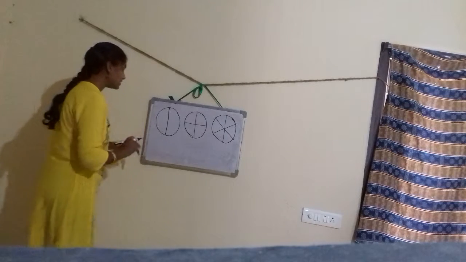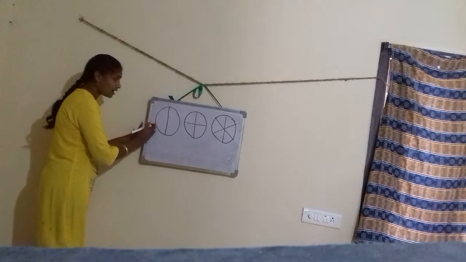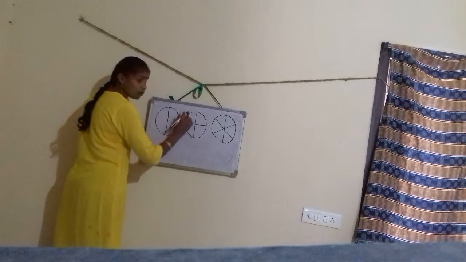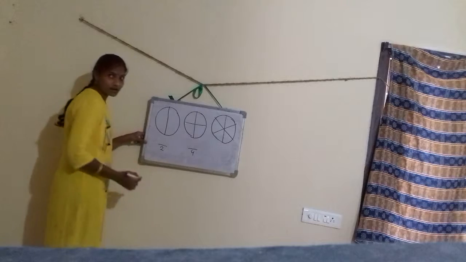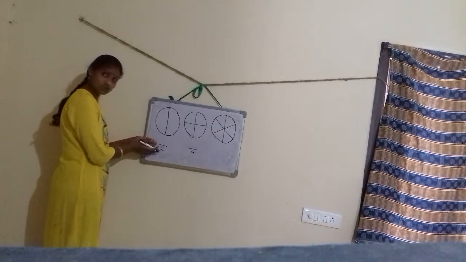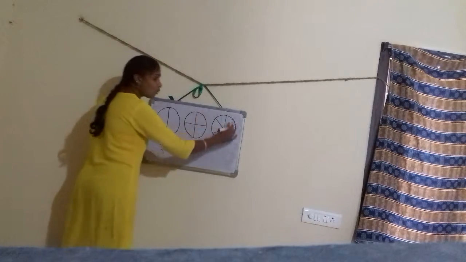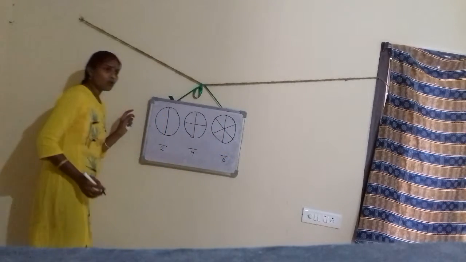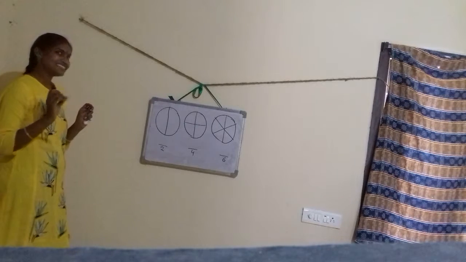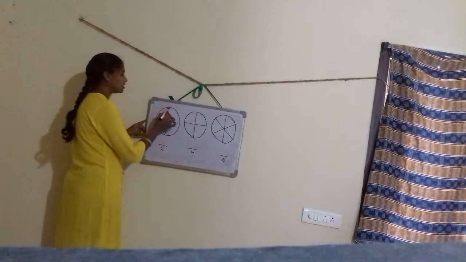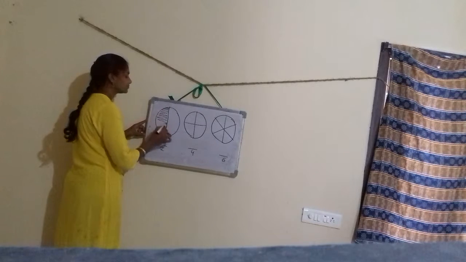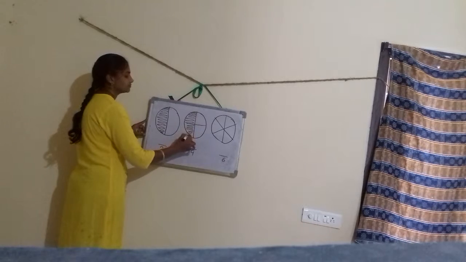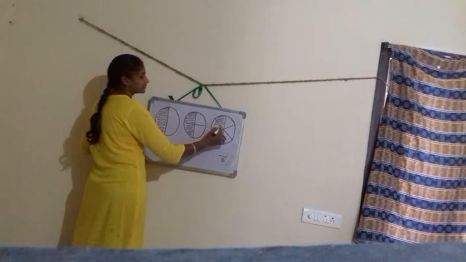See here, children, one whole I will divide into 2 parts. Here one whole I will divide into 4 parts. The total number of parts we write as the denominator, right? Here one whole I will divide into 6 parts. Now see, children, the magic. I shaded this side, this side, and this side.